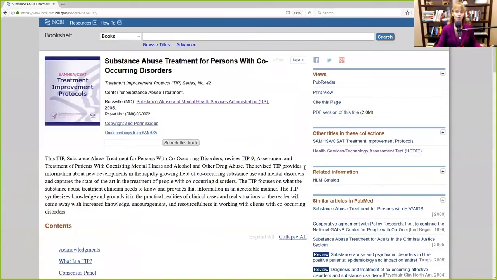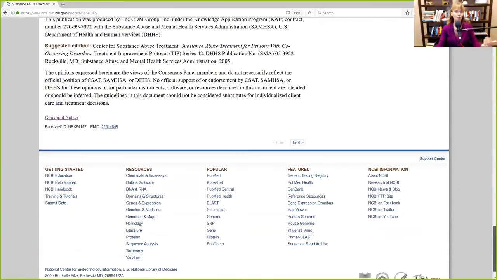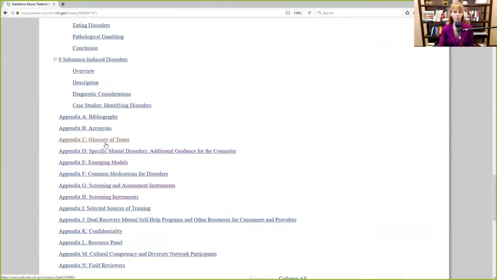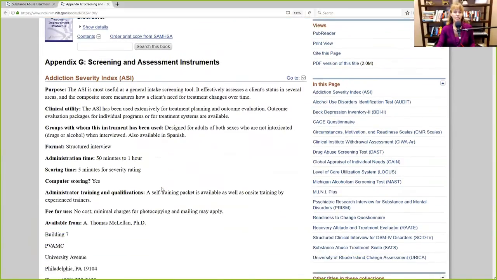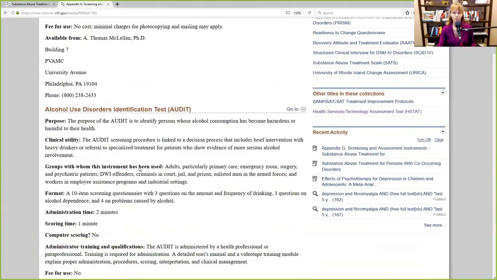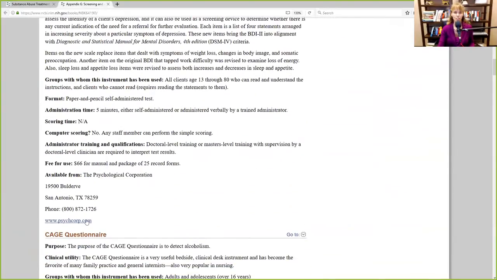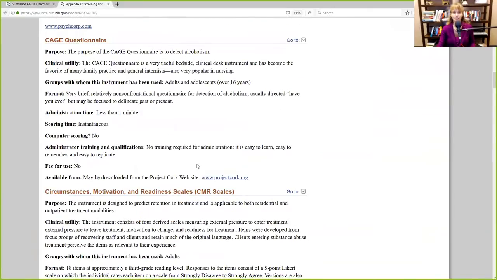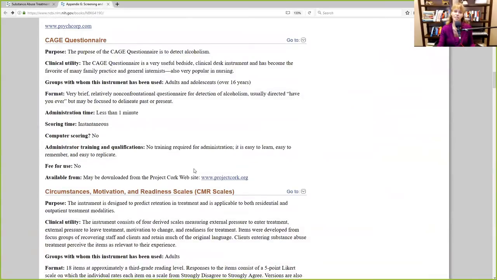And if you're working with people with co-occurring disorders and you're looking for good assessment instruments, for example, you could come to this treatment improvement protocol, and they have screening and assessment instruments in the appendices in the back, or they tell you about the ones that are most useful and how to access them. Can be downloaded from the Project CORK website. This one you need to go to Psych Corp. It tells you what the fee for use is. Project CORK, whoops, server not found now. Every once in a while that will happen.